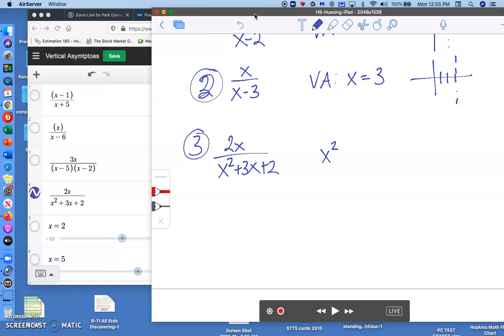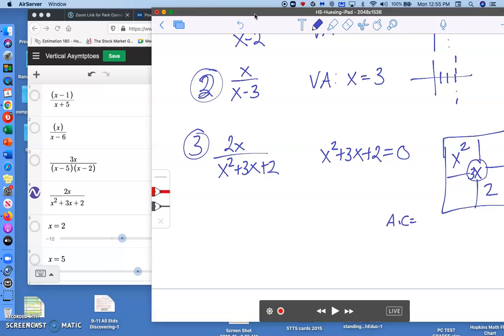So where does x squared plus 3x plus 2 equal 0? We're going to have to factor that, so we're going to do a box and circle. So we have x squared, 3x, and 2. Our a times c, 1 times 2, is 2. Well, that one's pretty easy, 2 and 1. So 2x, 1x. So we have x times x plus 2 plus 1. So we factored it into x plus 2 and x plus 1 equals 0.